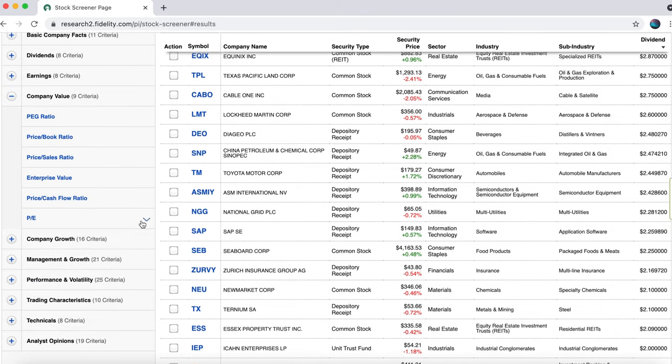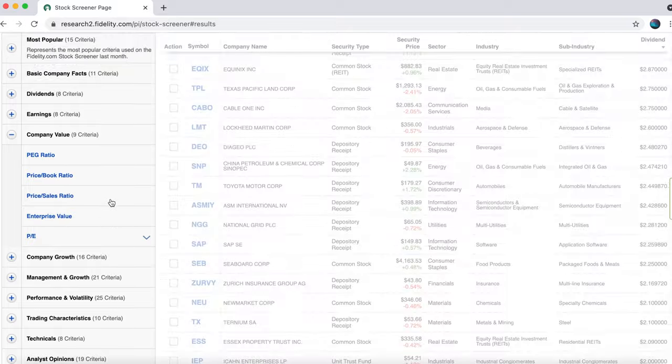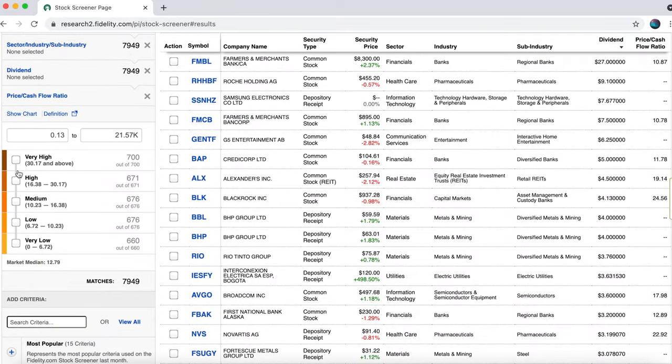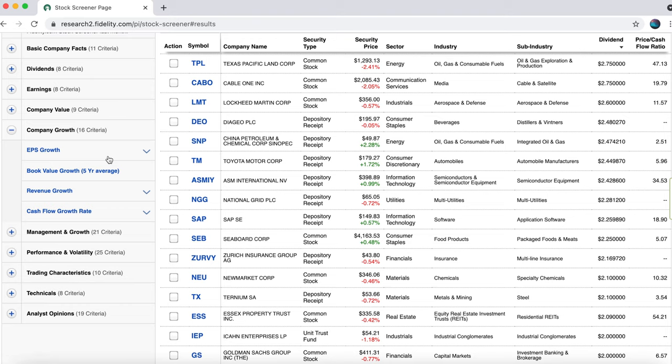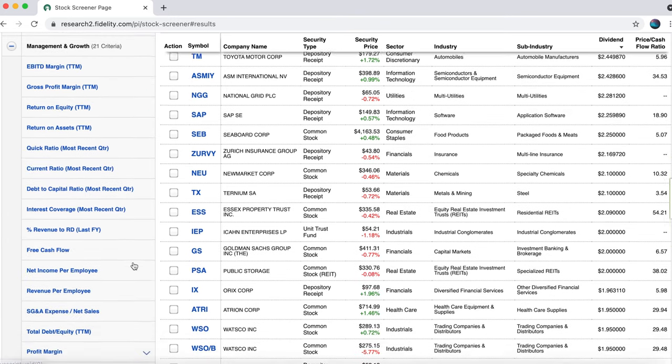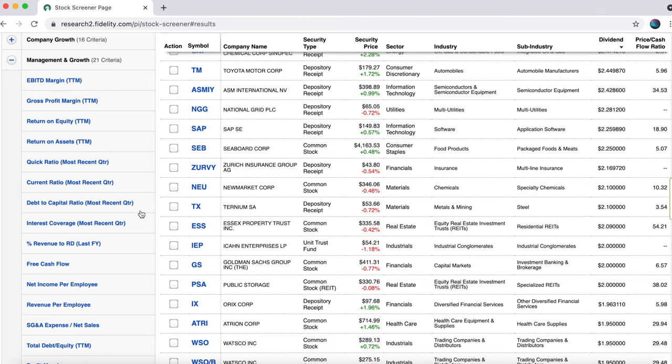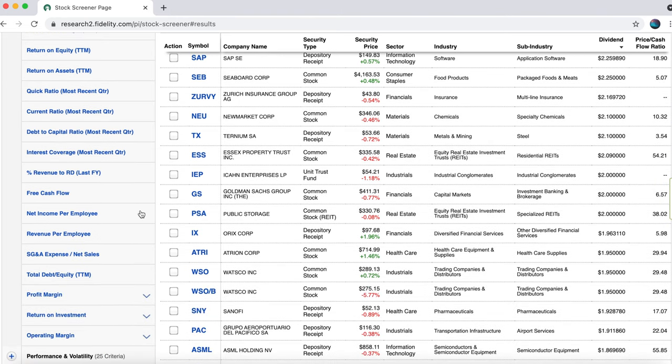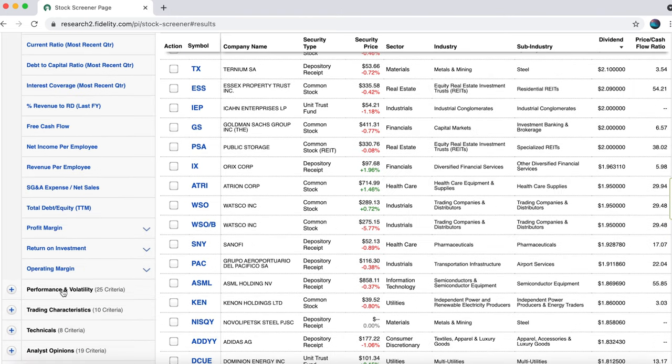So some of these menus actually have submenus. And then you can kind of click on everything as you need to. Company growth, looking at how the company's doing over a certain period of time with its earnings per share, and different revenue growth, management and growth options, look, quite a few here. So there's a lot of options for you to find that needle in a haystack, clearly.